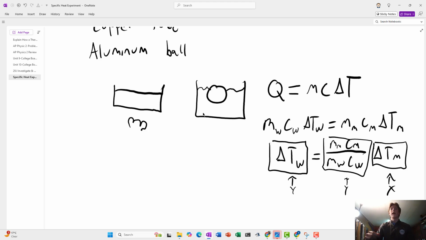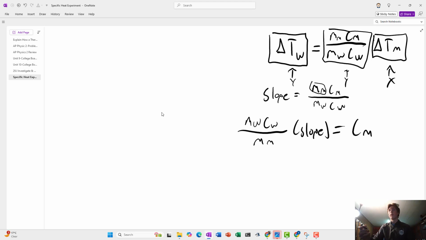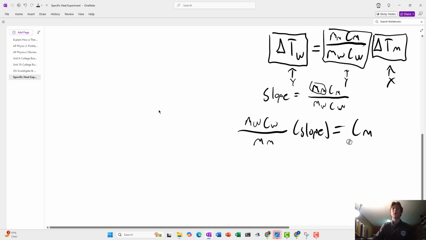And then you're probably wondering, how will we find the specific heat of the metal then? Well, this isn't too bad. We'll find the slope. The slope is equal to the mass of the metal times the specific heat of the metal, all over the mass of water times the specific heat of water. We'll multiply both sides by the mass of the water and the specific heat of the water, and these are all knowns. We divide by the mass of the metal times the slope, and then this will give us the specific heat of the metal. And if we do this right, we should get a very close approximation to what they say online.